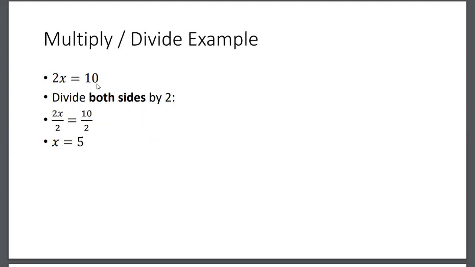2x equals 10. Divide both sides by 2. 2x over 2 is 10 over 2. The 2 times x and the division by 2 reverse, cancel each other, and you just get x is equal to 5.